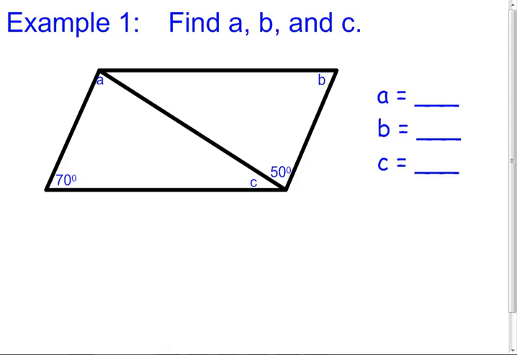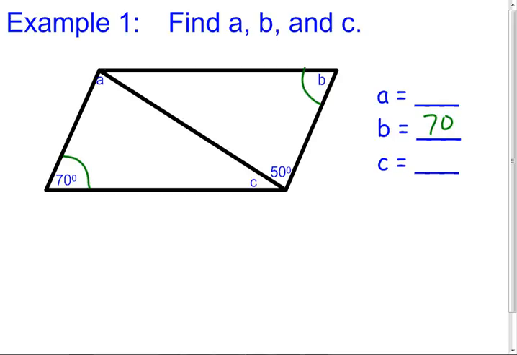Okay, so there we go. We have some problems to do. Find A, B, and C. Well, B is the easy one. Why is B 70? No, not supplementary. Opposite angles are congruent.